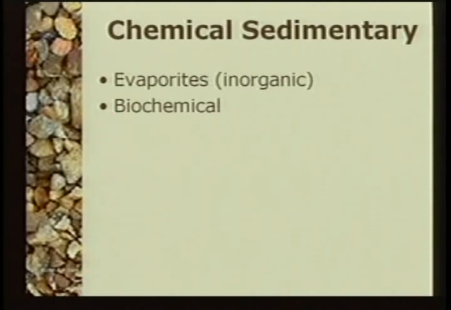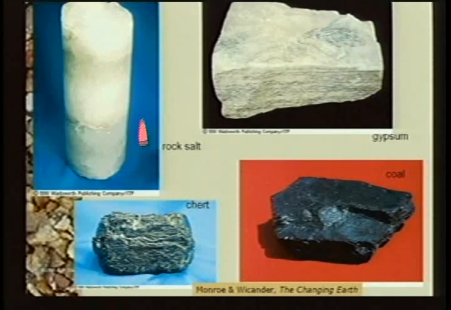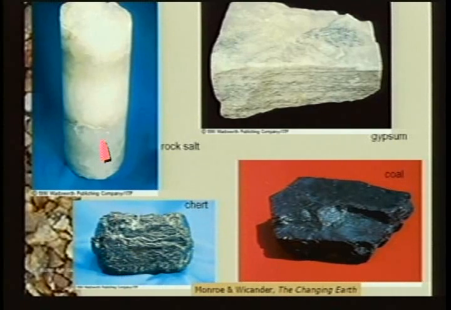I have a couple of photographs to show you. In this one, I have rock salt or halite. This would be an inorganic sedimentary rock. This would be an evaporite. This guy up here, gypsum, the stuff that you use in sheetrock, is also an inorganic sedimentary rock. Here we have chert, which is made of silicon dioxide. This can also be an inorganic evaporite sedimentary rock.